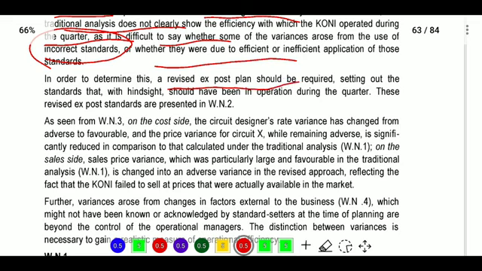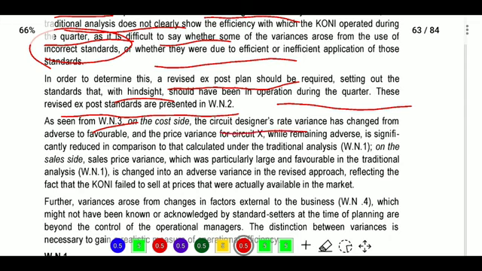Setting out the standard which should have been operational during the quarter, and the revised exposed standard are presented in working note number 2. We calculated working note number 2. That is, we calculated actual with the revised plan. Next, in working note number 3, what did we calculate? Revised budgeted differences. Circuit designer rate.